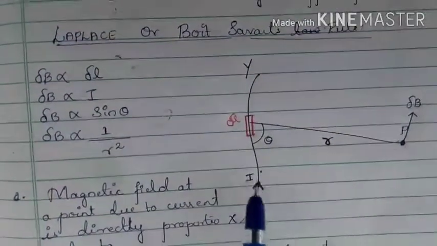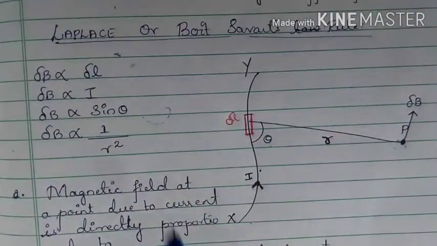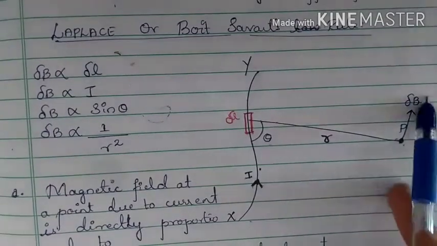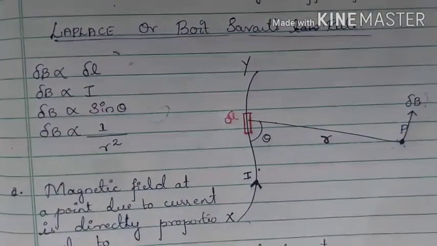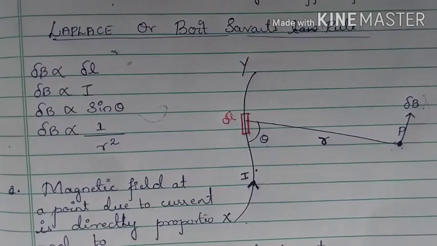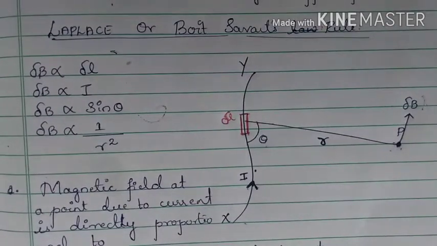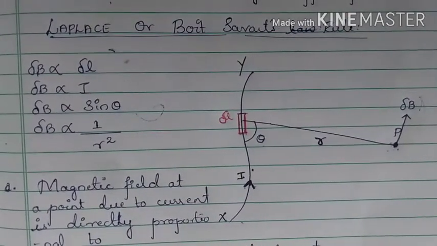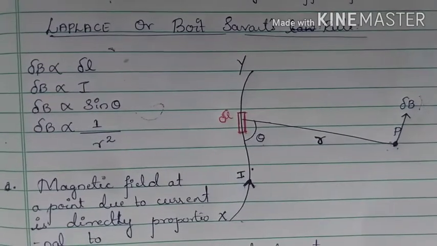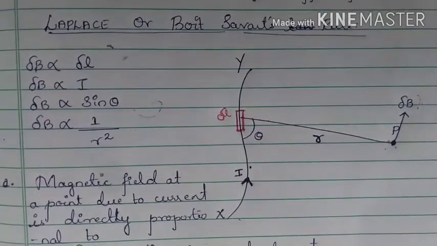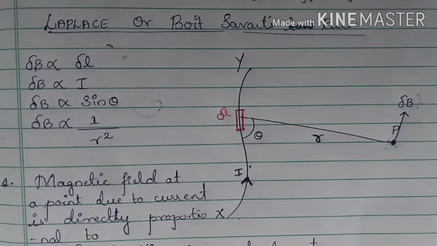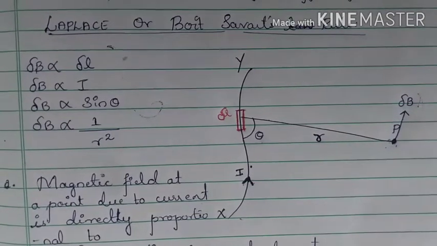With the diagram, you should also be in a position to tell on what physical quantities this delta B depends. If you know that, then you can directly write the equation for Laplace law. So this is what delta B is. Delta B is equal to mu naught by 4 pi I delta L sin theta by r square. Now let us move to another concept.